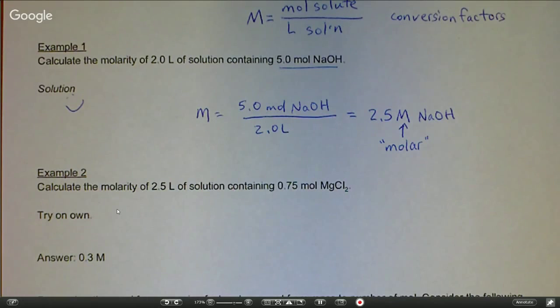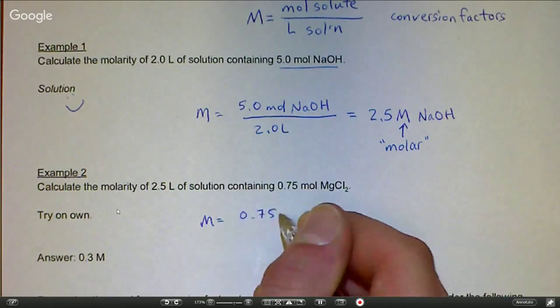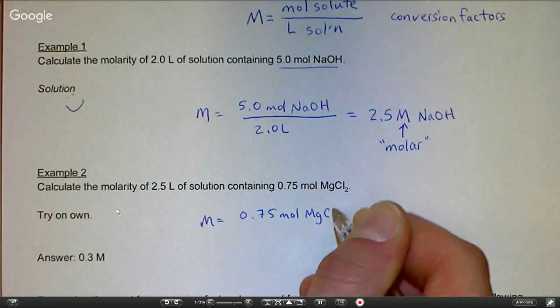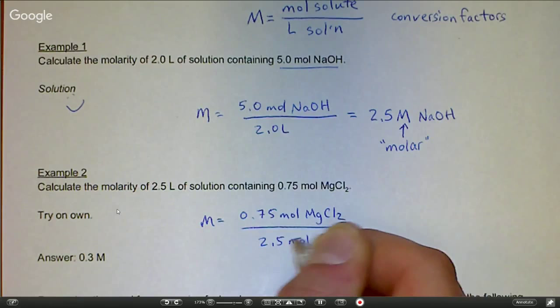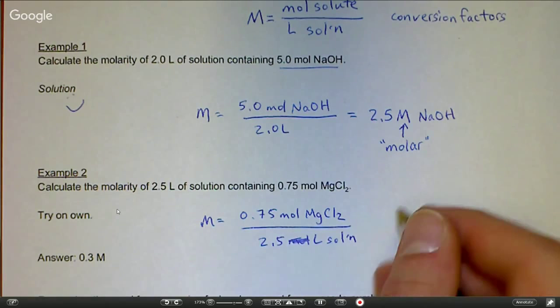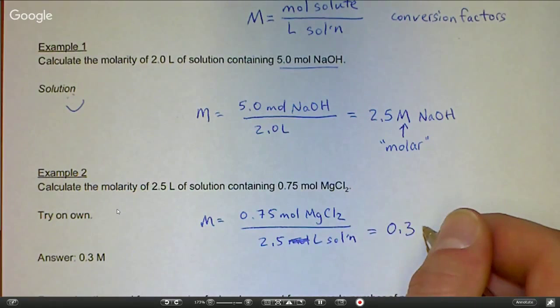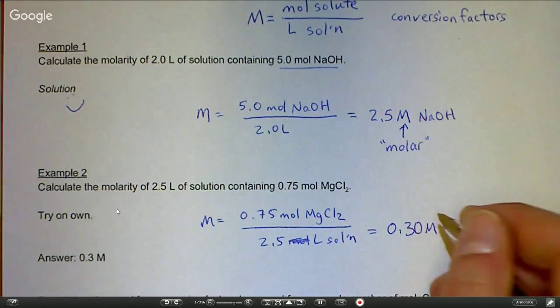Okay, great. Now that you've returned, if you actually did pause, the answer should be 0.3 molar. To show your work, molarity is the number of moles, so in this case 0.75 moles of the magnesium chloride, and the volume is 2.5 liters of solution. And so 0.75 divided by 2.5 is indeed 0.3 molarity. And if we're actually using significant figures here, it'd be 0.30.